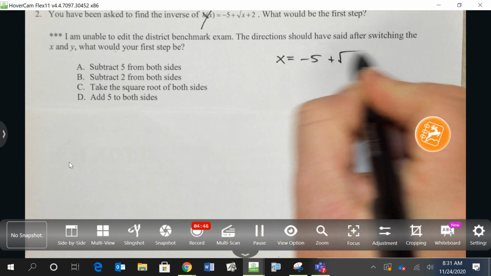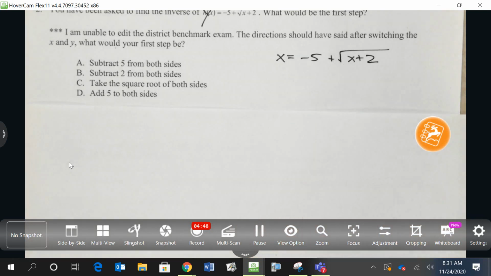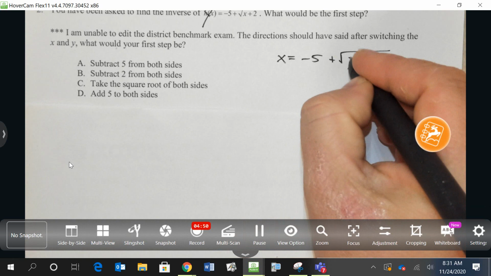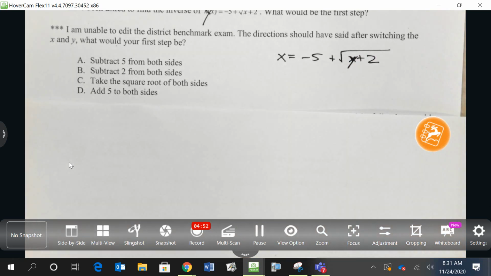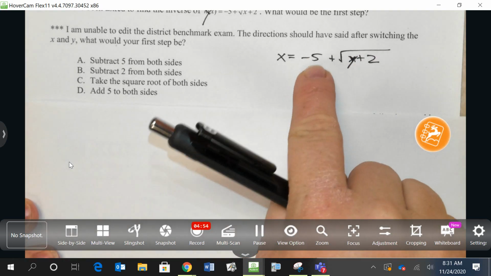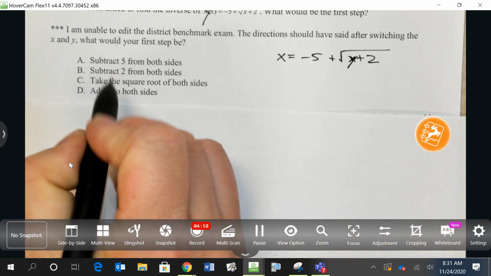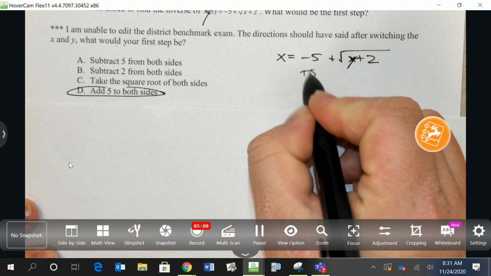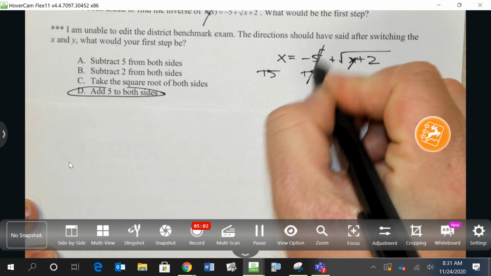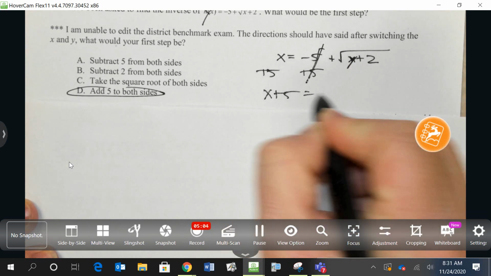This is what I have, okay? Now, what would be the next step here? The next step would be to start by getting rid of this number, so I'd add 5 to the other side. So adding 5 to both sides. So we go plus 5, and then that would be my first step.